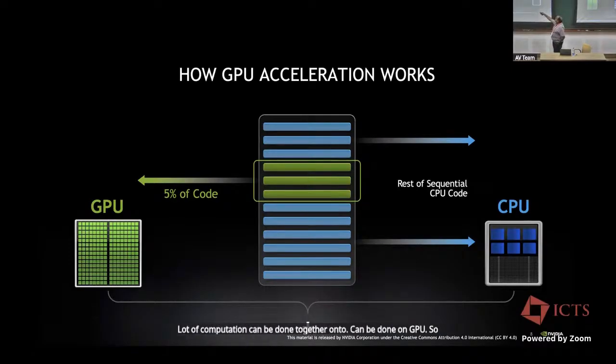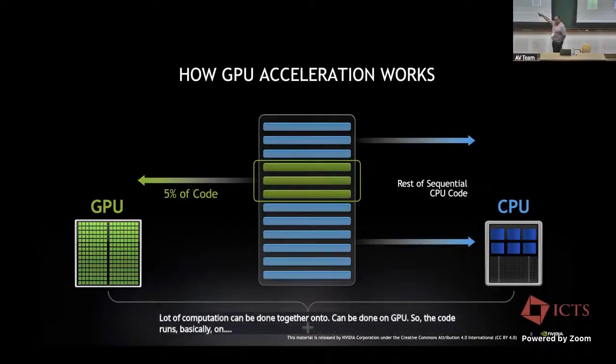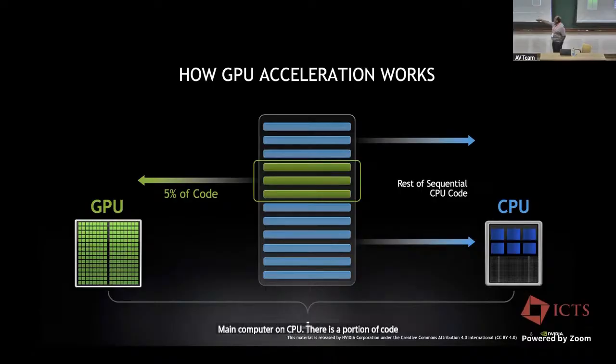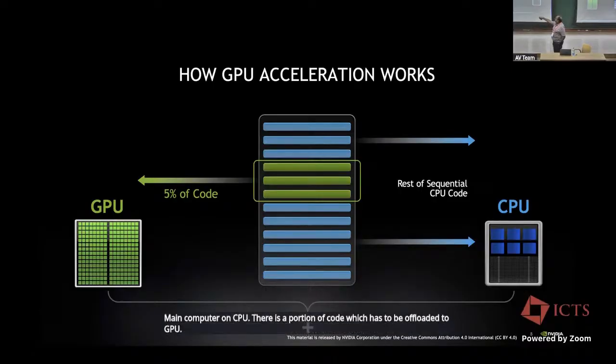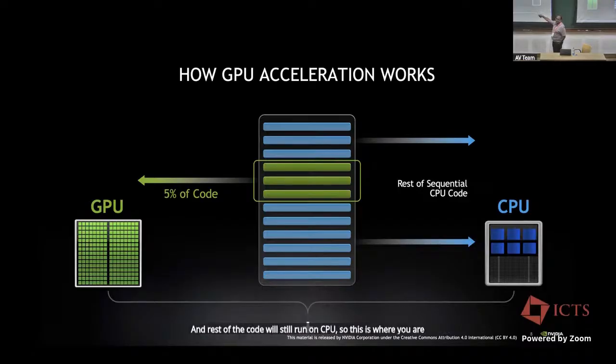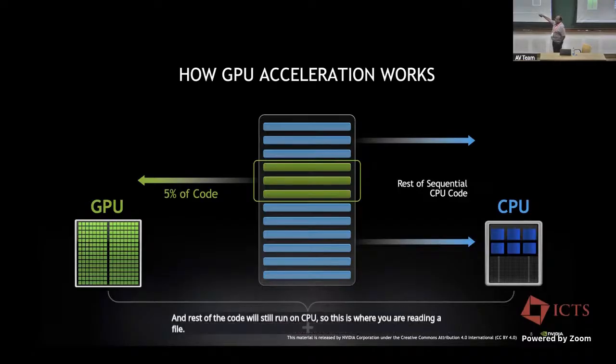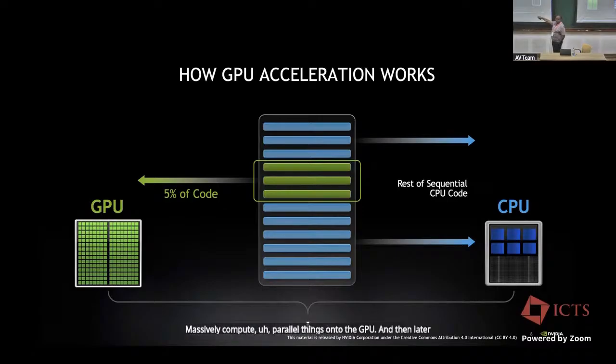So the code runs basically on the main computer, on the CPU. There is a portion of code which has to be offloaded to the GPU, and the rest of the code will still run on the CPU. So this is where you are reading a file, inputting some data, then you are doing these massively parallel compute things on the GPU, and then later on post-processing the data and writing to files, all these things again are to be done on the CPU.